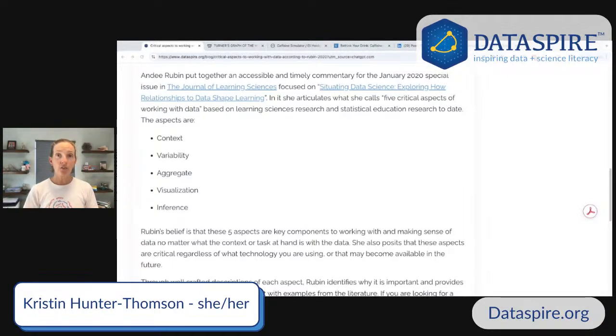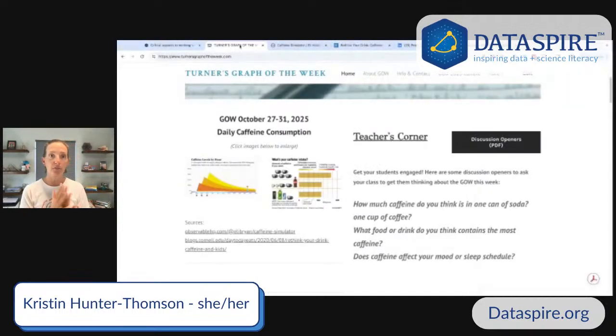How does that help us inform and think about what that could mean in the broader context of different things? If you can weave these 5 components in some capacity each time your students are working with data, then you are doing a phenomenal job of setting them up for success. What that looks like is going to vary depending on what age of students or what subject area we're working with. So I wanted to give a quick example of those 5 components: context, variability, aggregate, visualization, and inference.